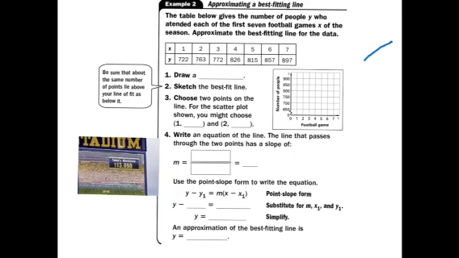So the first thing we have to do is draw a scatter plot. So we have to plot all of those points: 1, 722; 2, 763; 3, 772; 4, 826; 5, 815; 6, 857; 7, 897. So it looks like we have a positive correlation here.